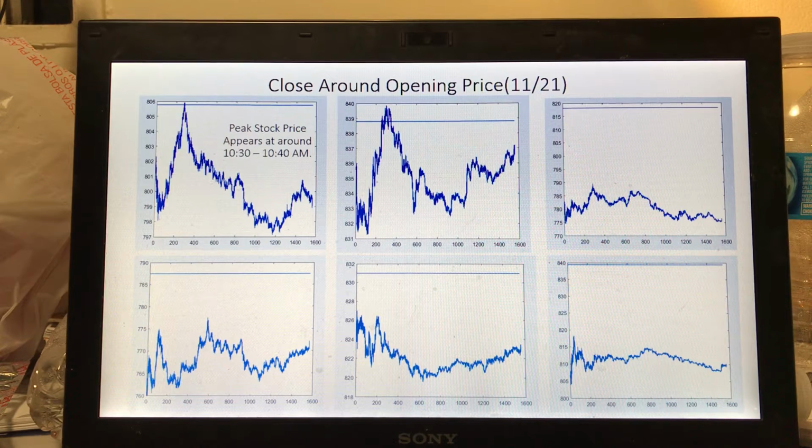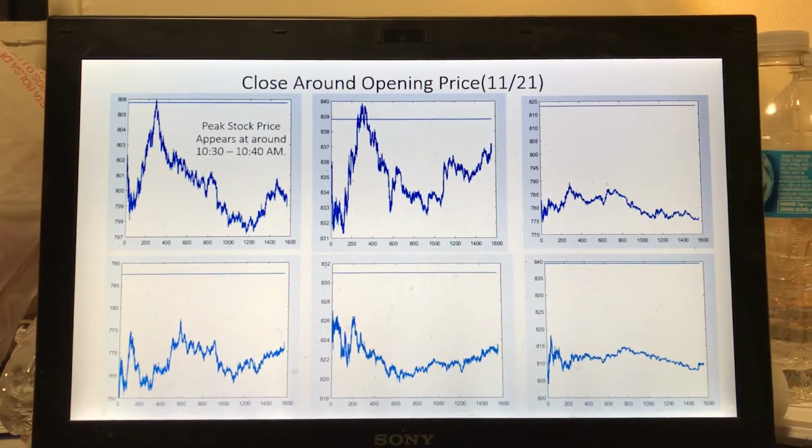For more than half of this low opening case, the stock ended up closing around the opening price. So we can see that these are the cases that the stock opens low and is unable to recover. Please take a look at these 11 diagrams.